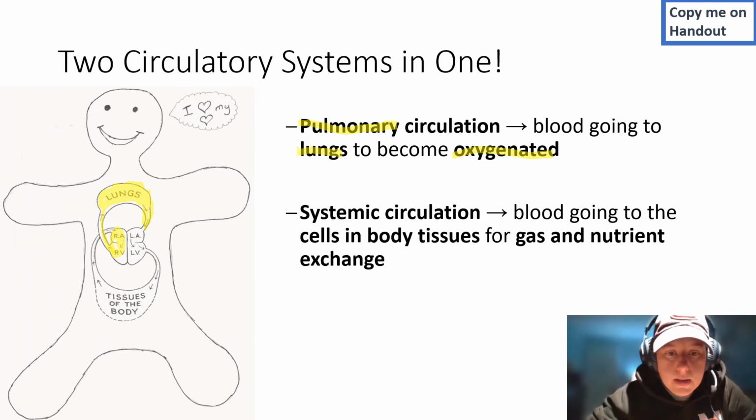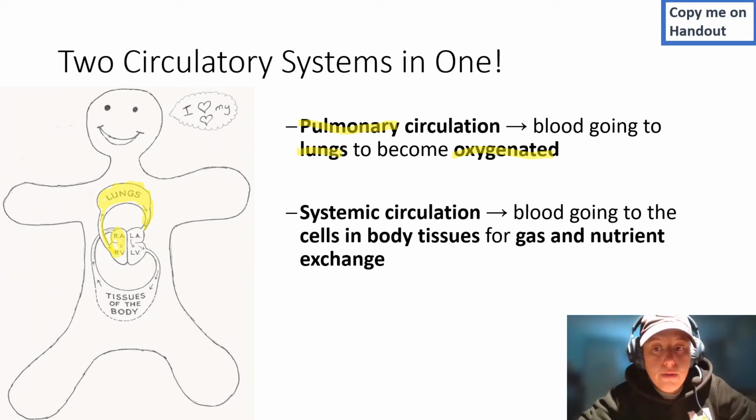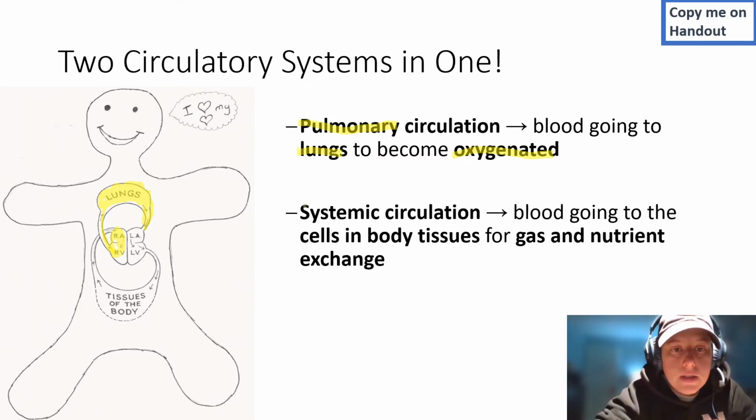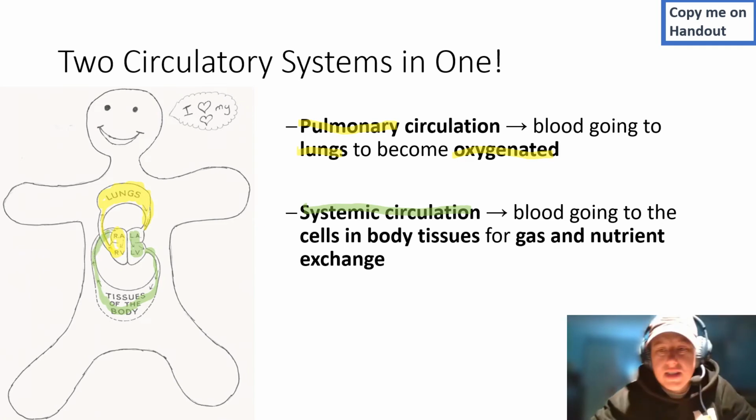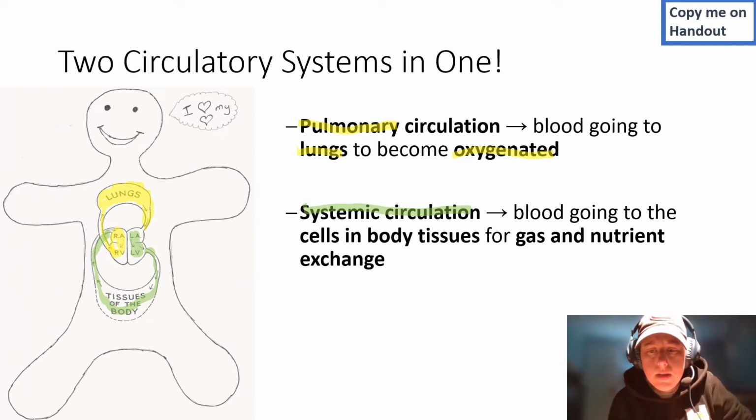The systemic circulation is really looking at bringing that oxygenated blood to the tissues in the body for nutrient exchange. So the systemic circulation really starts at the left atrium and left ventricle, and then goes to all of the tissues in the body, and then comes back to the heart. So really, it's not like two distinct circulation systems. It's just what part of the system that you're looking at.